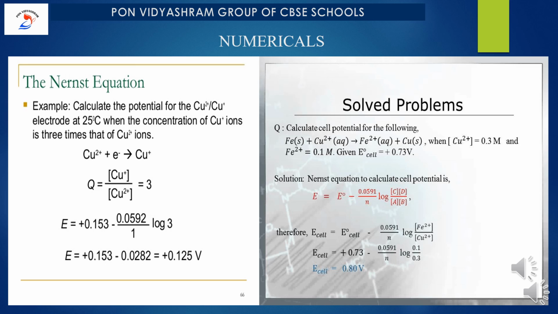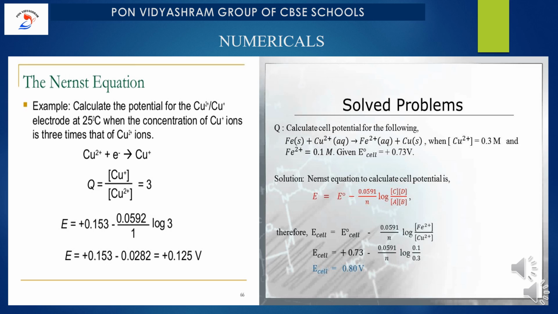So, Cu2+ gains an electron to give Cu+. Now, to calculate the Q or K value, that is the coefficient value, it is the concentration of product divided by the concentration of reactant. This is how you will remember. So, Cu+ will be 3 divided by 1. So, the Q value is 3.